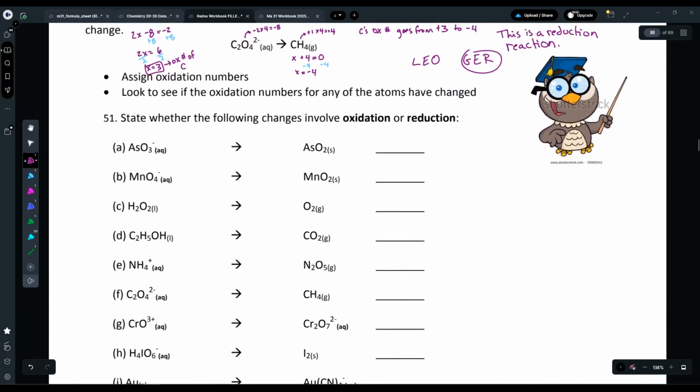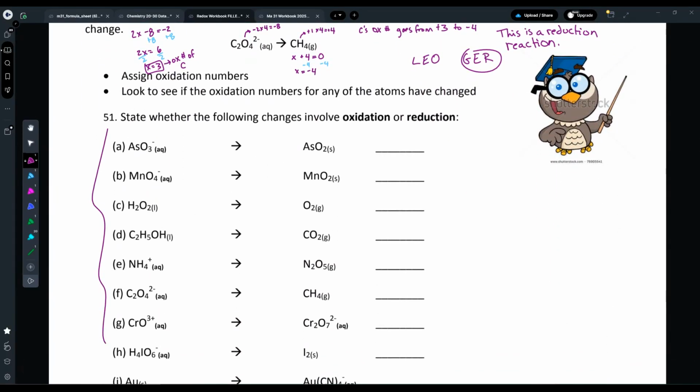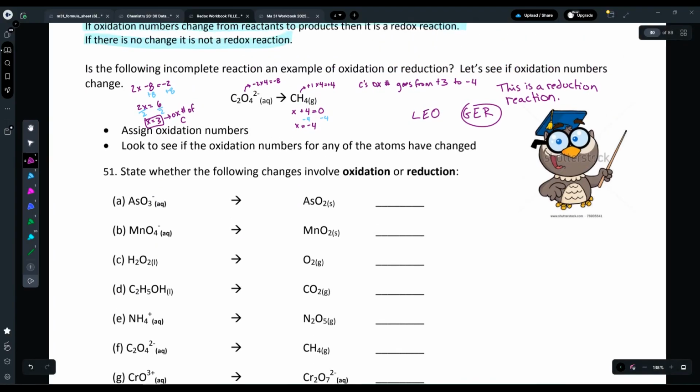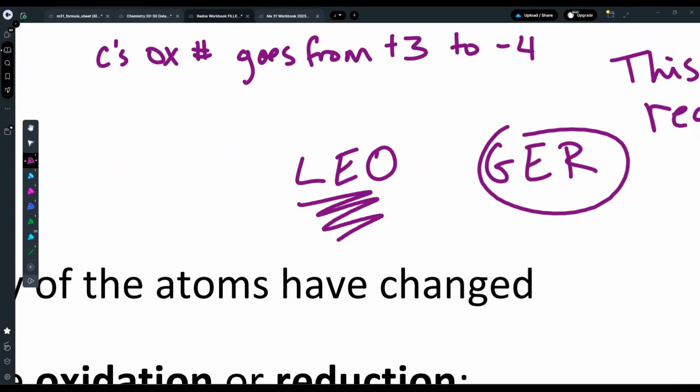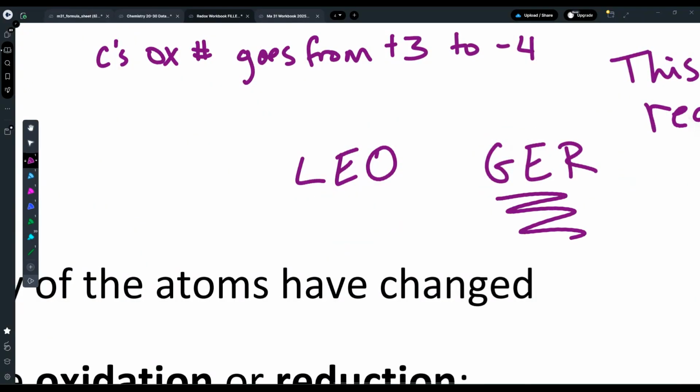Okay, so these questions underneath for question number 51 are asking you to do the exact same process. So you're going to figure out the oxidation state for the element that you don't know, and then figure it out on the reactant as well as the product side, compare the two oxidation numbers, and then use that to decide if the reaction is an oxidation reaction or a reduction reaction. So just as a reminder here that losing electrons is oxidation and gaining electrons is reduction.